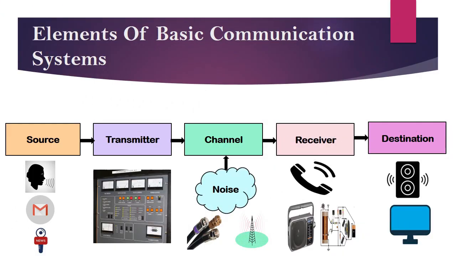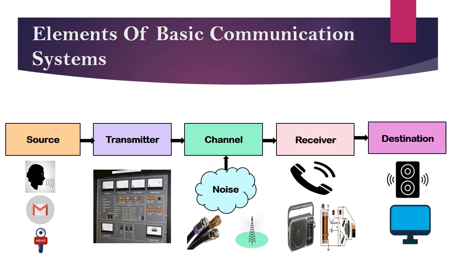Elements of basic communication system. First block is source. The objective of any communication system is to convey information from one point to another. Information includes thoughts, news, talk, signs, etc. The information source converts this information into a physical quantity. The physical manifestation of the information is termed a message signal.